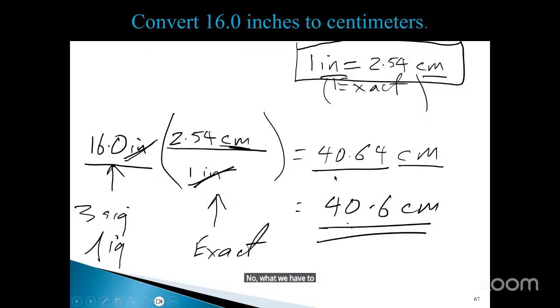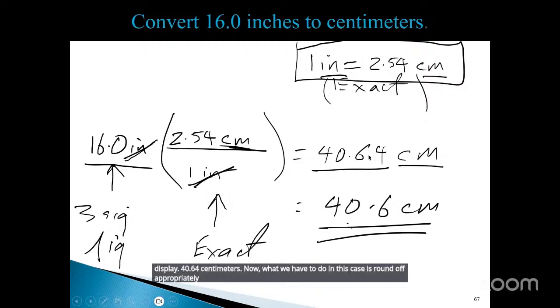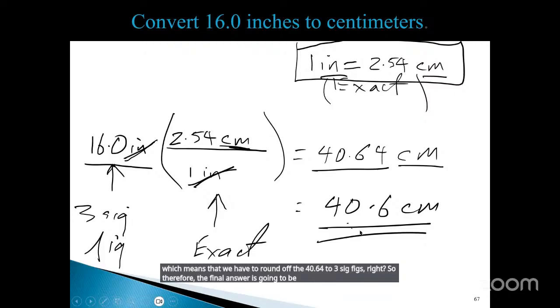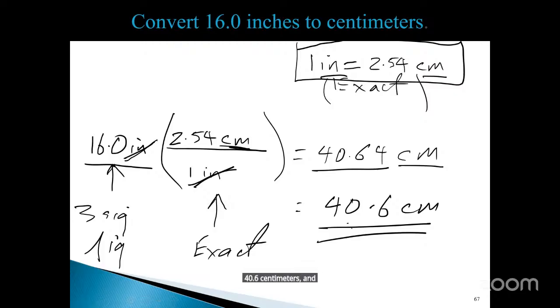Now, what we have to do in this case is round off appropriately, right? Because as you can see here, this is expressed to 4 significant digits. Here we have 3 sig figs. This is an exact relationship, so this has an infinite number of sig figs, which means that we have to round off the 40.64 to 3 sig figs. So therefore, the final answer is going to be 40.6 centimeters, and that's how that is done. All right? Any questions about this example? Any questions? No? Okay.